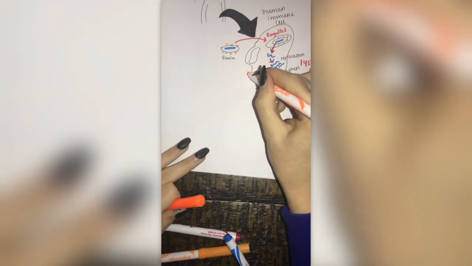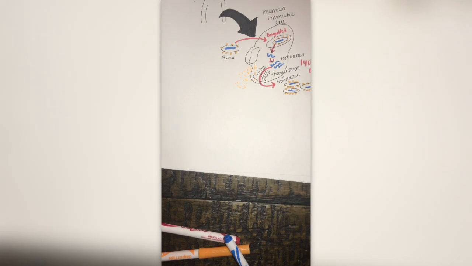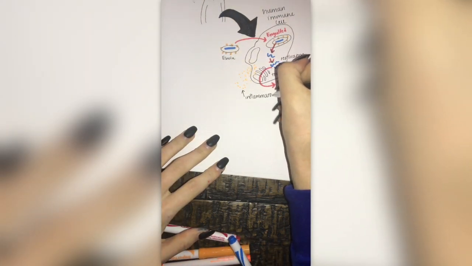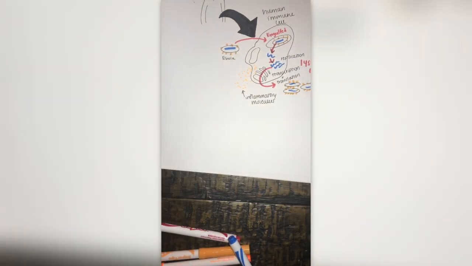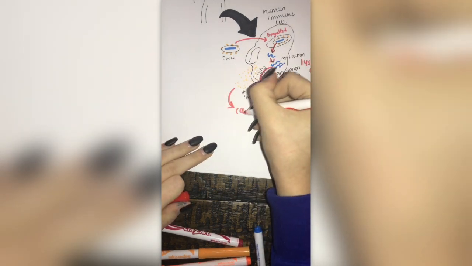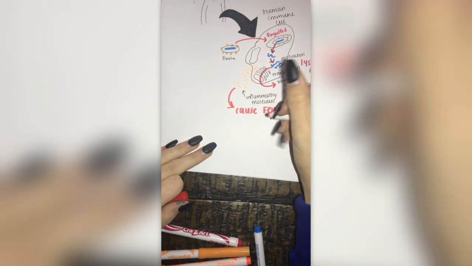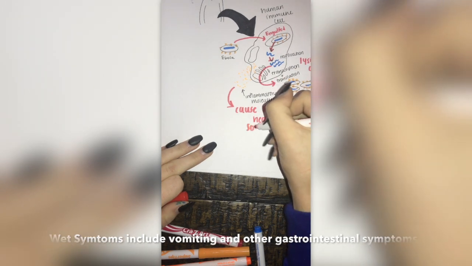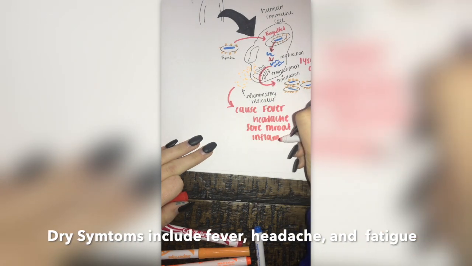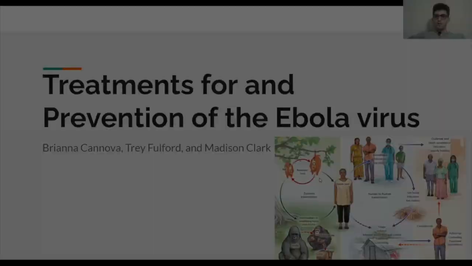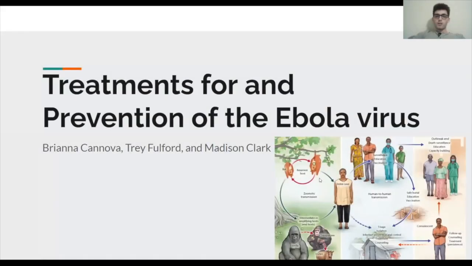Because this is an immune cell, it will leak inflammatory molecules that will go and alert other lymphocytes, along with causing many of the symptoms that are associated with Ebola.